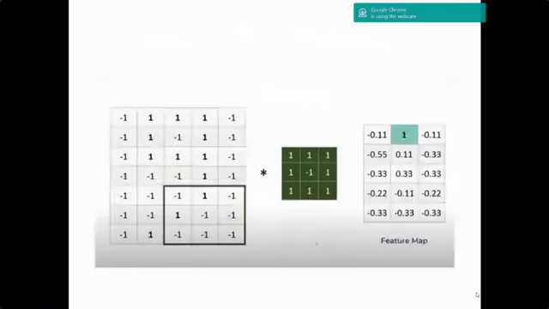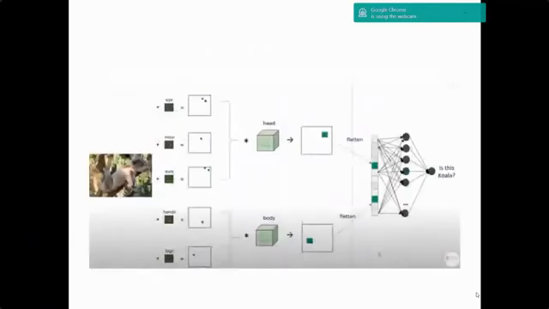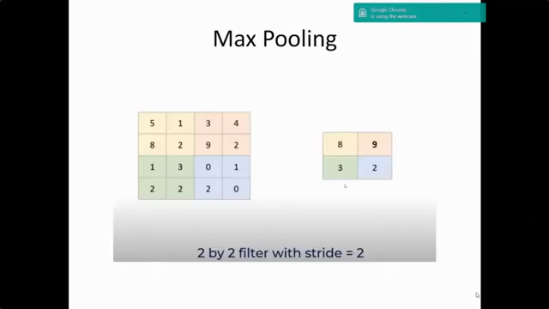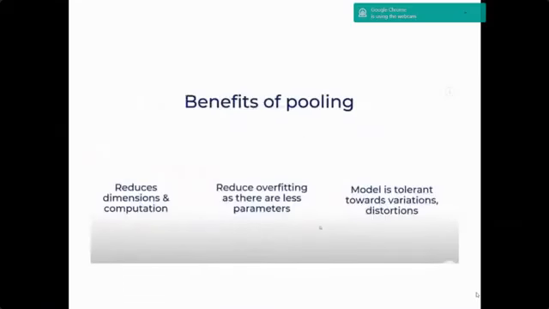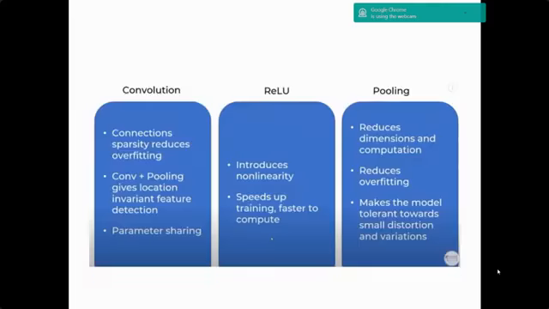So this is what we are going to do. The feature detectors and then filters. Making the model non-linear, the pooling layer is used to reduce the size, right? And this is average pooling. And then the benefits of pooling, as I told you, it reduces the computation and overfitting, and the model is tolerant towards small changes. And this is what we say when we say CNN, this is how it would be. Again, you can have multiple convolution plus ReLU or any other operations you do on this, right?